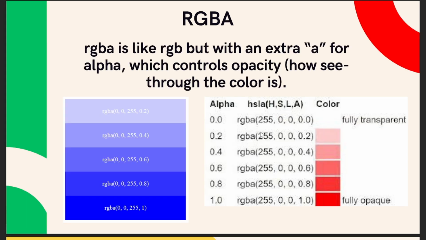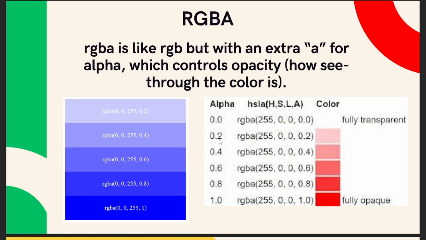There is also one other code called the RGBA, and it is like RGB, but it has an extra A, which stands for alpha, and it controls the opacity. That is how you see through the color. If you don't want it to be too bright, you make the A something like 0.0. It will be fully transparent.